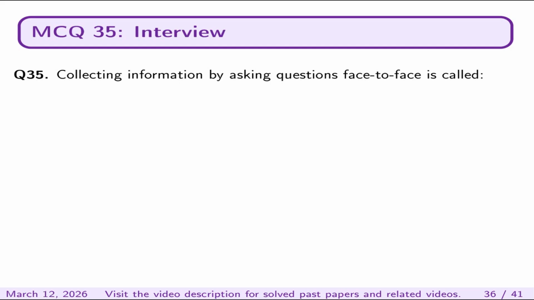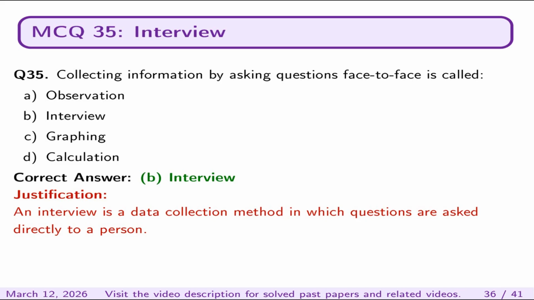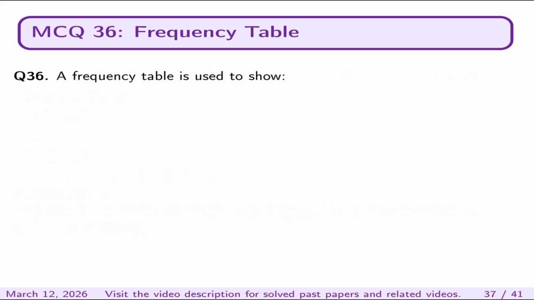Question number 35. Collecting information by asking questions face to face is called observation, interview, graphing, calculations. Correct answer is interview, because an interview is a data collection method in which questions are asked directly to a person.